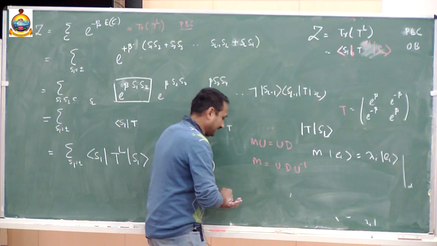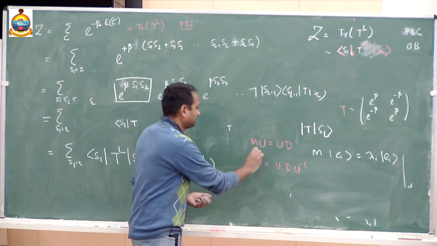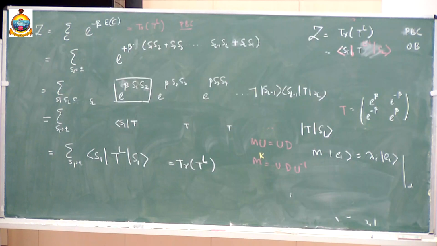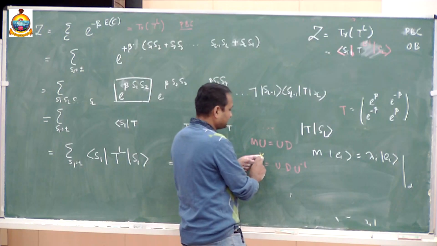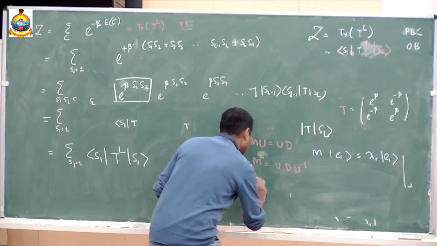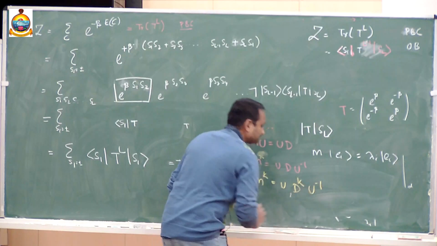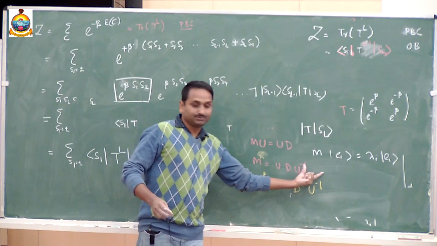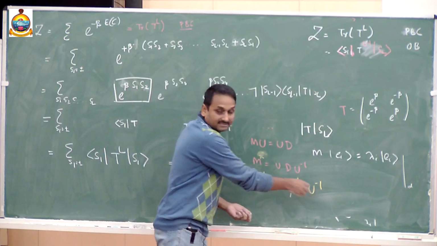Then if you say M to the power k, where k is an integer, or it need not be an integer, it doesn't have to be. Let's say k equals 2, then this is U D U inverse times U D U inverse. So M to the power k equals U D to the power k U inverse. You agree with that? Because the U inverse cancels with the U, so this is gone. So this is the way to find the eigenvectors.